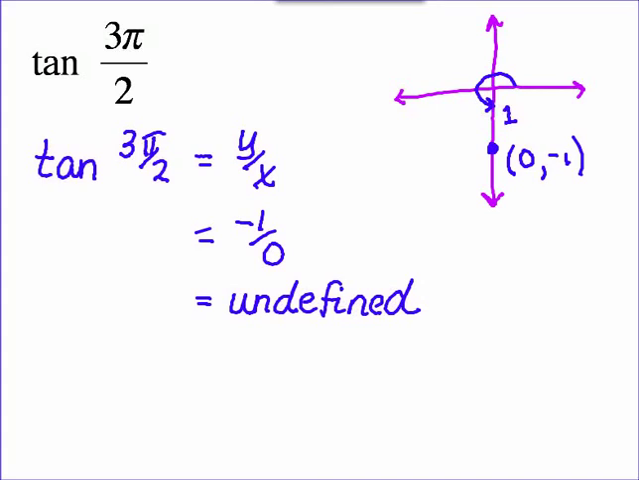Now, just for kicks, what is tangent's partner? Cotangent. And so in this problem, the cotangent of 3 pi over 2 is going to be the flip of -1 over 0. It's 0. So the cotangent is going to be 0. So we're at 3 pi over 2. You have tangent is undefined, cotangent is 0.